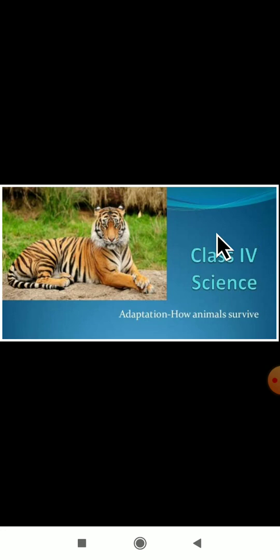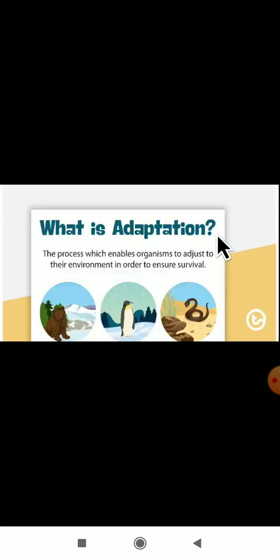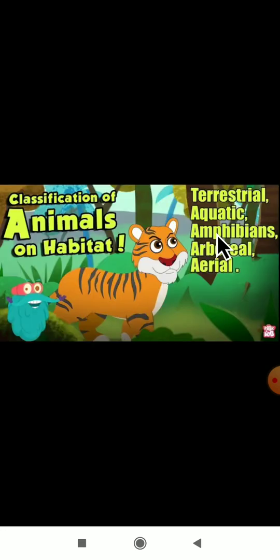Dear students, we were studying the lesson how animals survive. What all the things we have studied? We have studied the definition of a habitat, the definition of adaptation, and the classification of animals on a habitat. How are the animals classified on a habitat? They are classified into 5 types here.